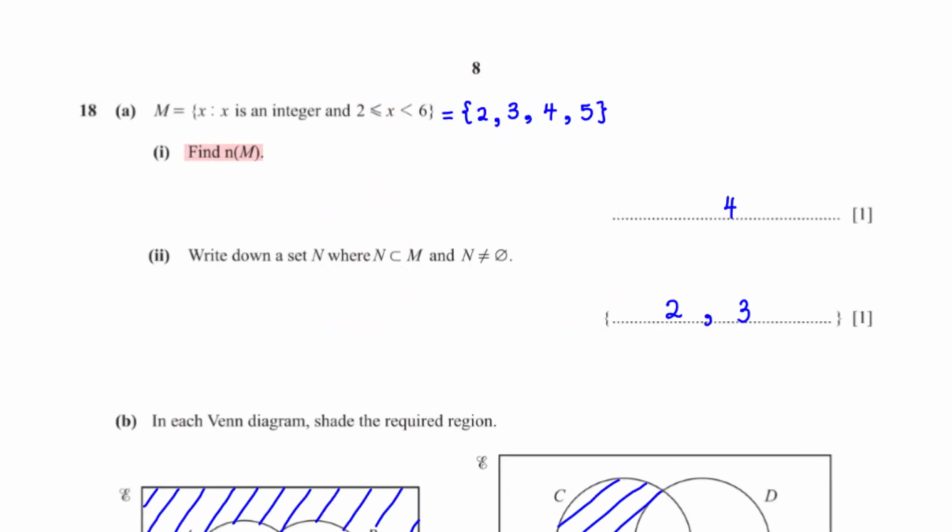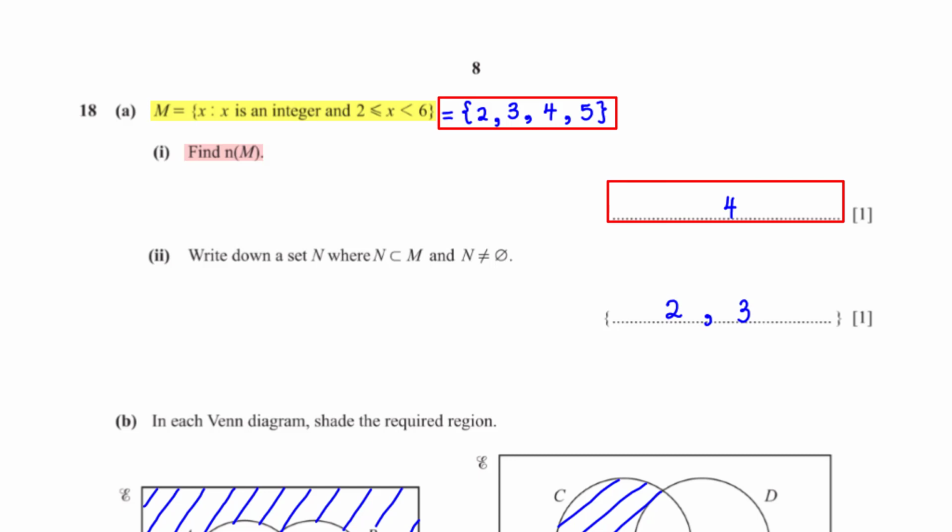Find n of M. In other words, we are finding the number of elements in set M. The elements in set M are 2, 3, 4, and 5. These elements are 4 in total.